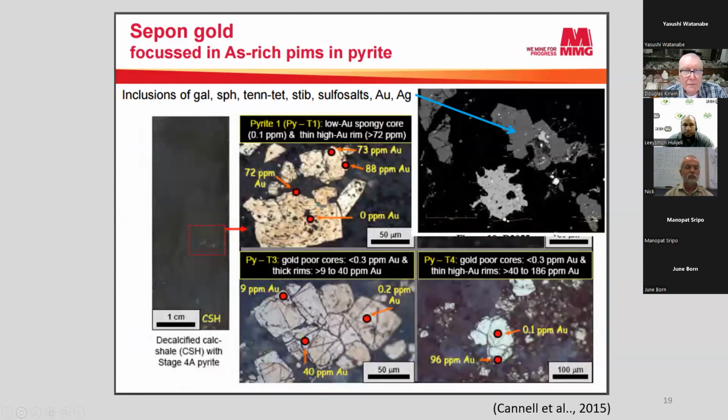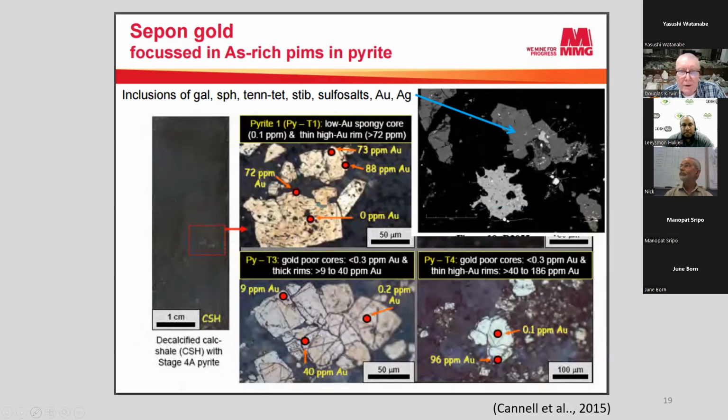James also did laser ablation studies on the pyrites and looked at the distribution of elements and found that there was some associated base metals, sulfur salts, and that most of the gold, in fact, all of the gold, was distributed on rims of pyrite and with almost nothing in the cores. So the gold distribution is strongly associated with the pyrite rims.